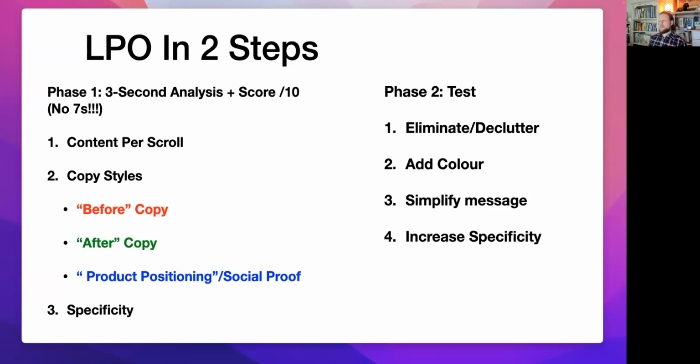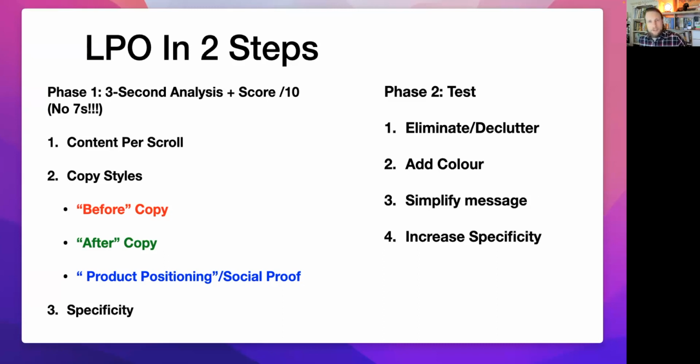Now, I like giving things scores out of 10. So as we go through these, if you've got a landing page in mind or something that you're thinking about, just give yourself a 3-second glance at that page and then give yourself a score out of 10 for each one of these 3 things that we're about to talk about. No 7s though. Everyone loves scoring things a 7 out of 10, which is not a score. This is something I learned from Mark Manson.